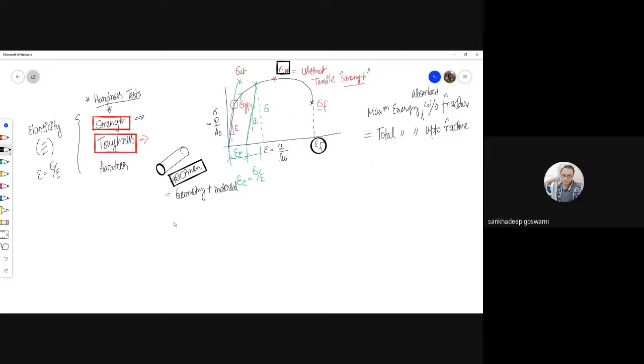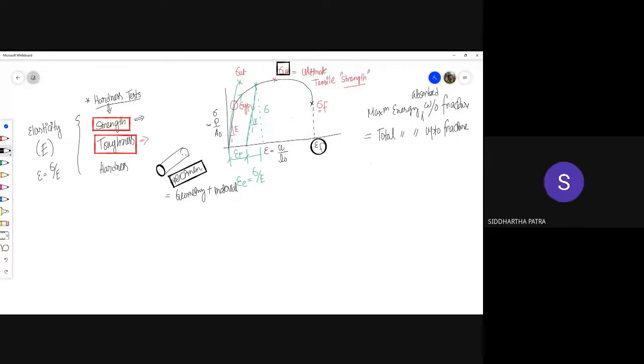This material, does it mean the composition of the material? Sorry? The geometry plus material. Is this material means... Yes. The material means whatever alloy or whatever composition that might be.